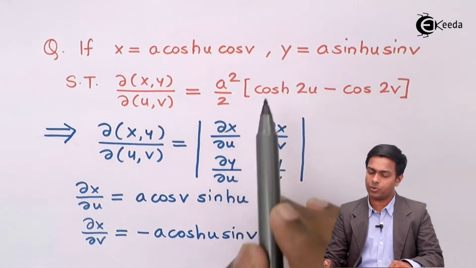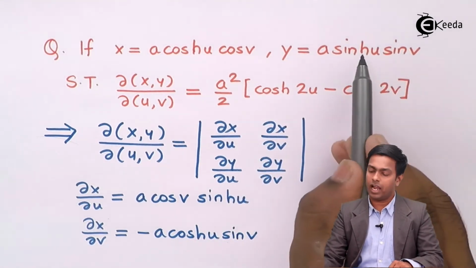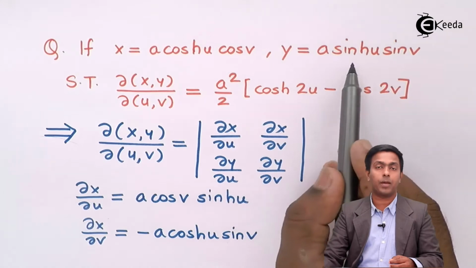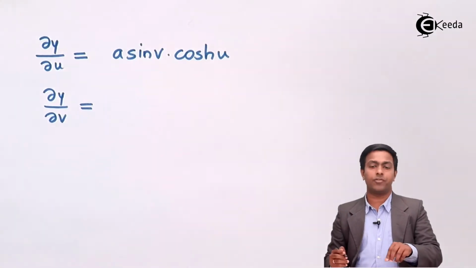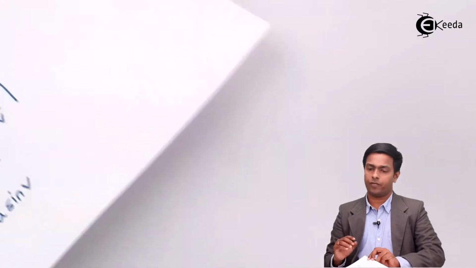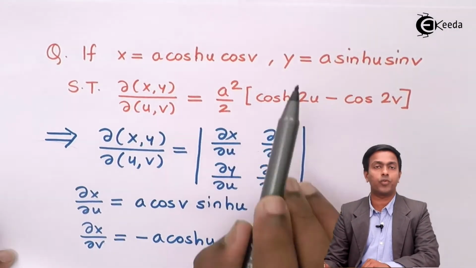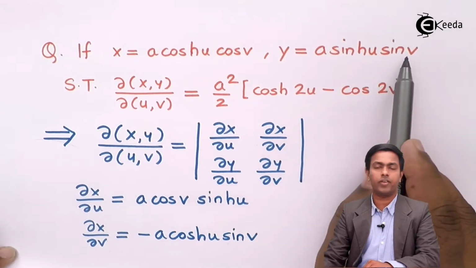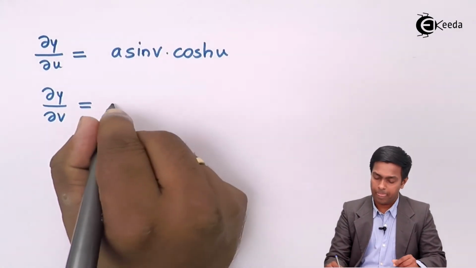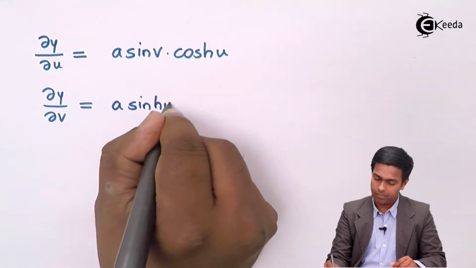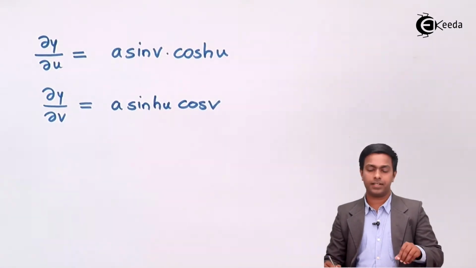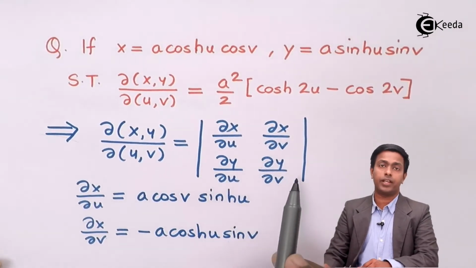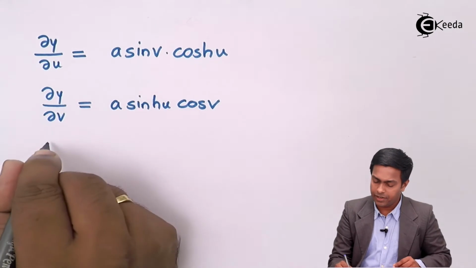If I differentiate y with respect to u, we'll get a sin v constant, and for hyperbolic sin u we will get hyperbolic cos u. Next, we'll find the value of del y by del v, and for that I'll differentiate this y with respect to v partially. Now a and hyperbolic sin u are constants. For sin v, we'll get the derivative as cos v. So this is the answer. Now as we got all four values, we'll put all these values in the determinant to get the final answer. So we'll write here.